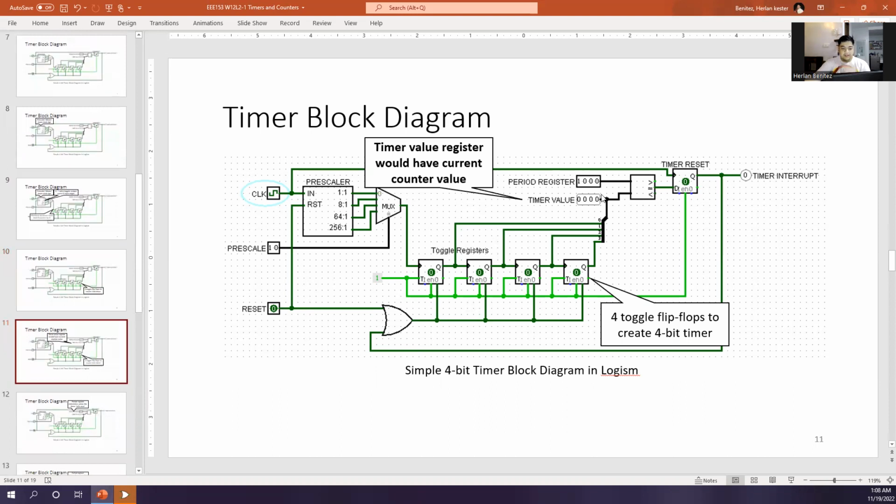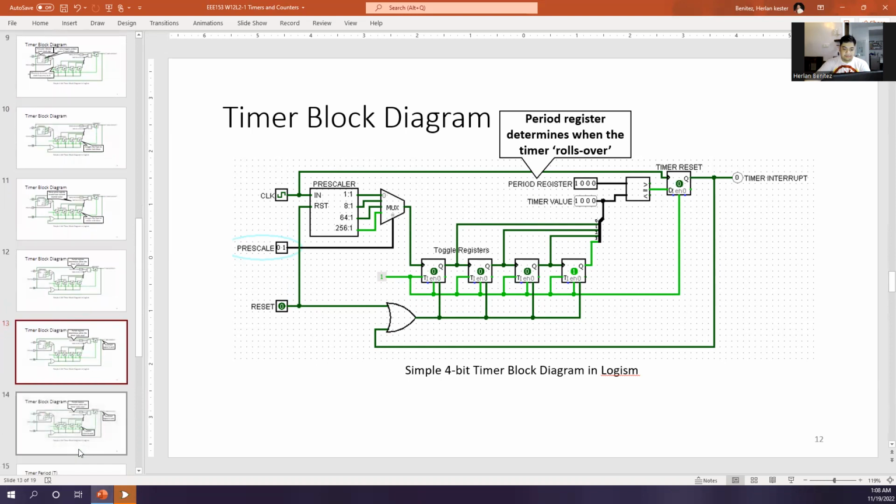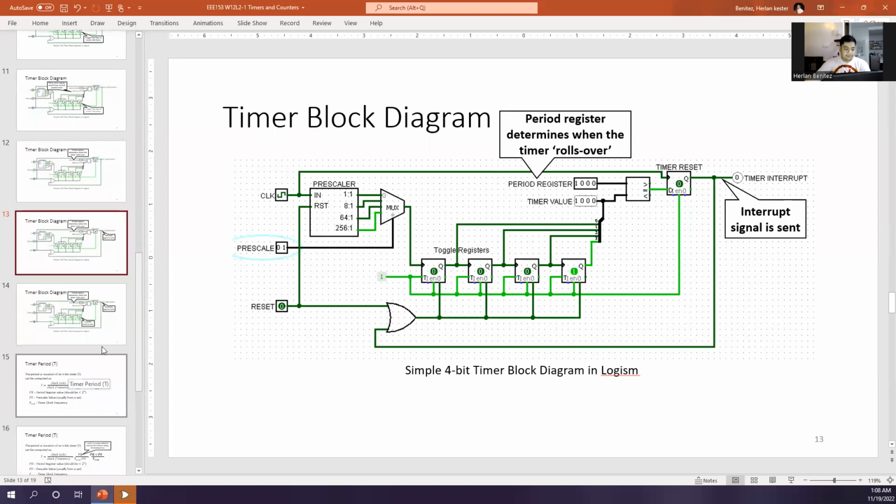Then, timer value register, yung current counter value na natin. And then, period register determines yung timer rollover. And then, pag nag-equal yung rollover at saka timer value, interrupt signal is set. So, ano itong period register? So, ito yung determine kung gaano natin gusto katagal gamitin yung timer.